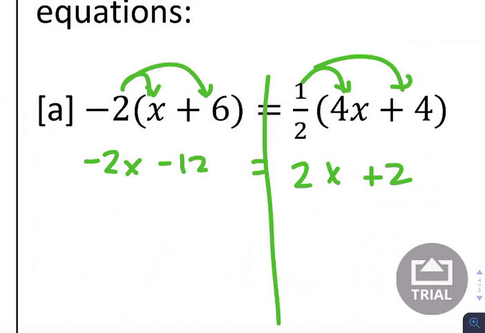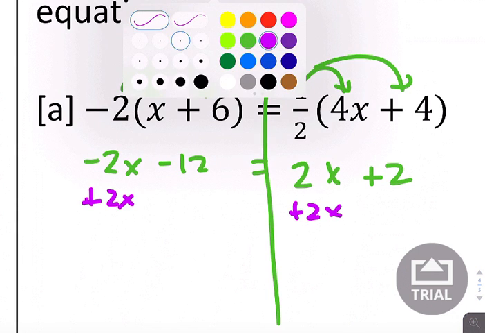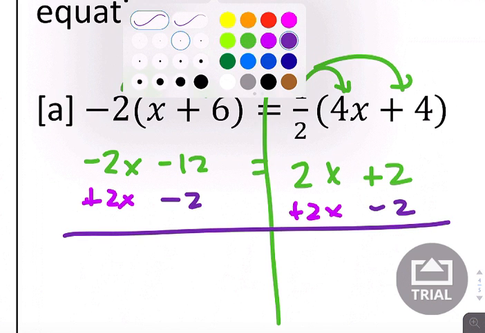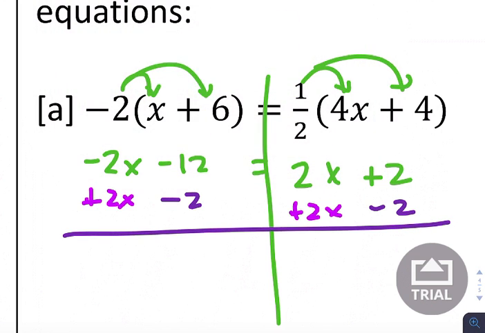Now we're just into our normal solving stuff. Move all the x's to one side, so I'll add 2x to both sides. At the same time, we can go ahead and subtract off the 2 and move it over to the left. The result of that equation then, those are gone. This will be negative 14, and that will be equal to 4x.